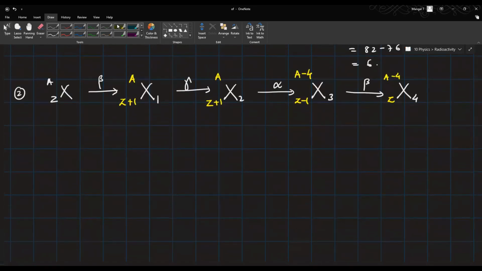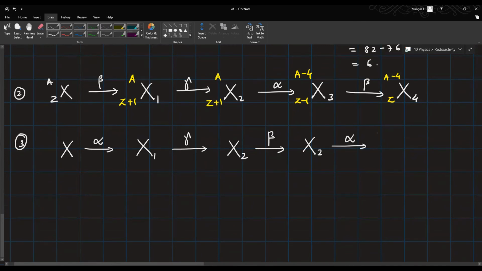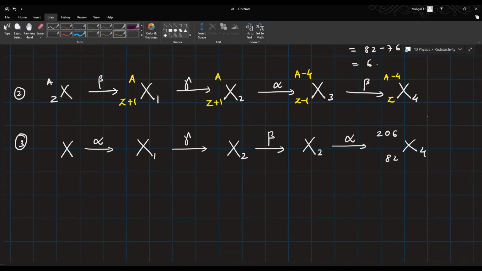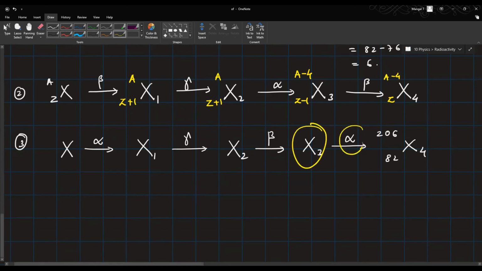Yes, sir. Okay. Now I'll give you question 3. So question 3, there is a X, there is alpha, this is X1, there is gamma, X2, this is beta, that is X3, this is alpha, 206, 82, and that is X4. This is an interesting question where you have to work backwards now. So this thing, when emitted alpha, it gives this one.